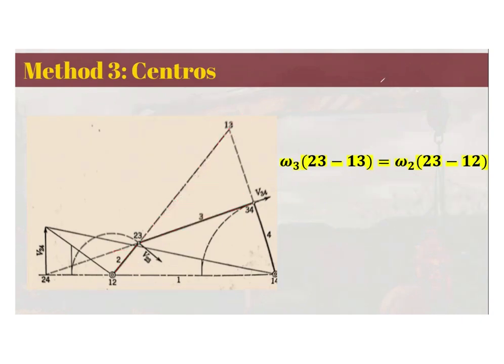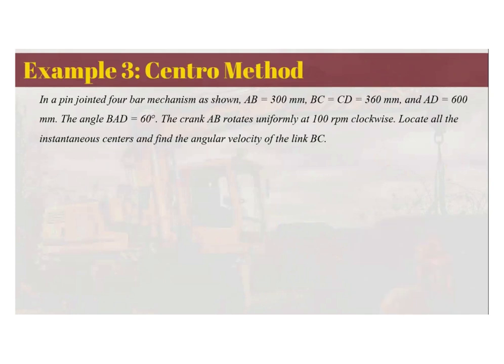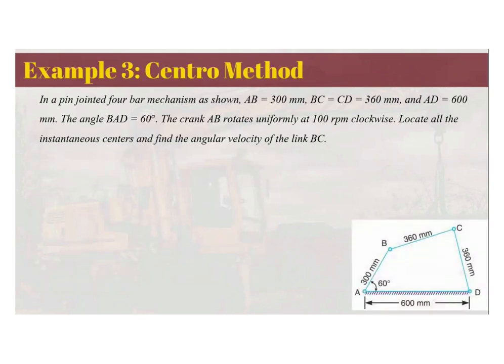So let us illustrate that using an example. You have here a pin-jointed 4-bar mechanism as shown. The lengths of AB, BC, and CD are known, as well as the length of AD. The angle BAD is 60 degrees. At that instant, when the angle is 60 degrees, the crank AB rotates uniformly at 100 RPM clockwise. Locate all the instantaneous centers and find the angular velocity of link BC.